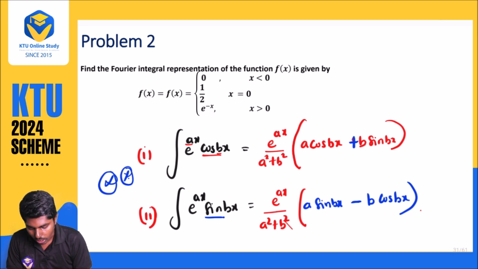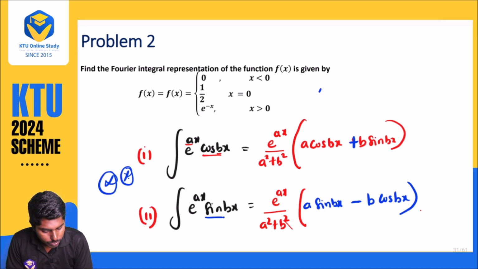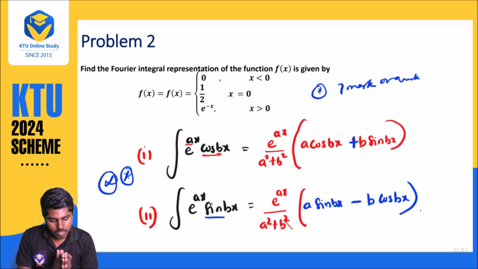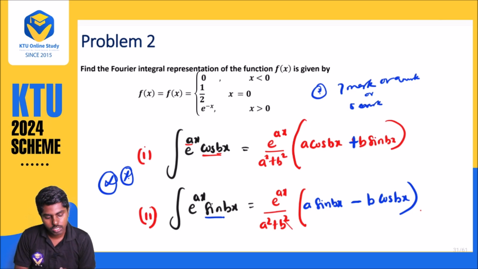Okay, so now we will move on to the third problem. This is the sum you can expect for 7 mark, or a 9 mark question, or even for 5 mark also there is an expectation. Basically if they are asking, they will ask for 9 mark, or in rare cases there is a chance of asking for 5 mark also. So now we will move on to problem number 3.